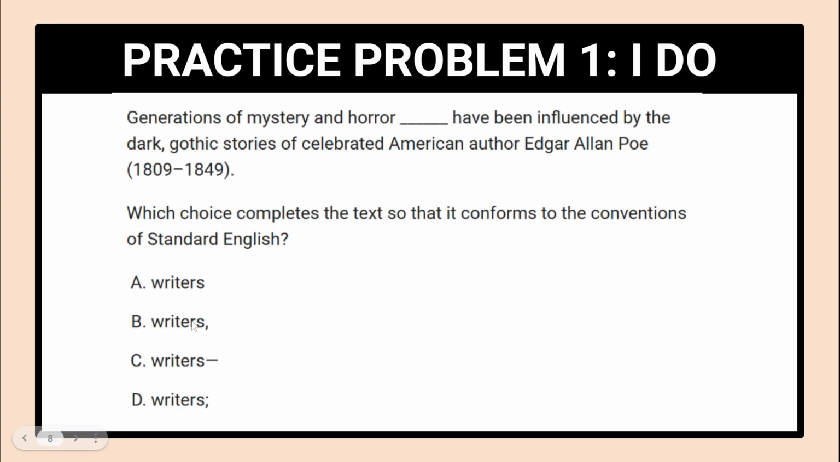B doesn't really make sense here because we're not separating this first section over here from the rest of the text. It would just disrupt the flow, and it's not natural, it's clunky. C, similarly, would also disrupt the flow of the text. And D, this part, neither generations of mystery and horror writers nor have been influenced by the dark Gothic stories of the author. None of those can function on its own. Both of those are related together. They're dependent clauses. Without one, you can't really have the other function as a sentence.